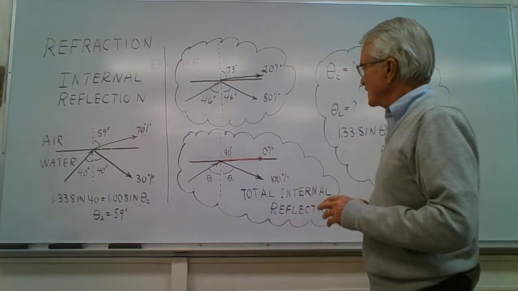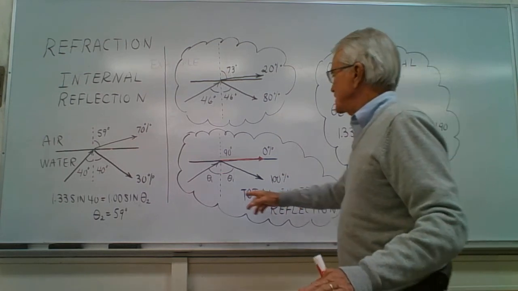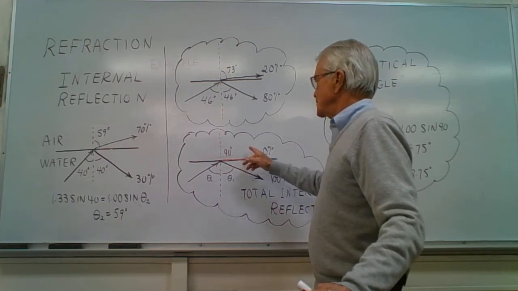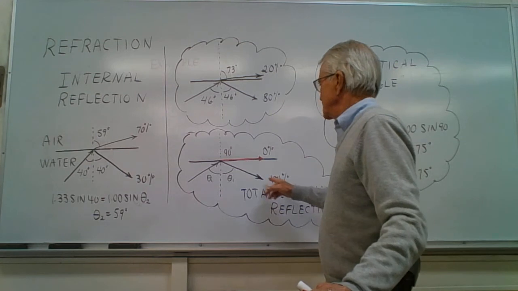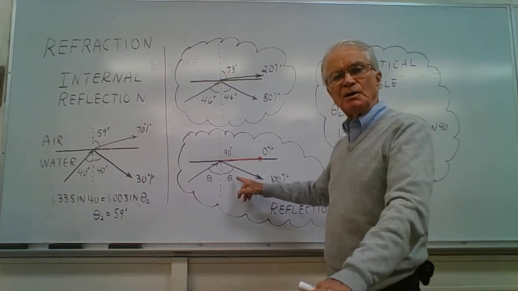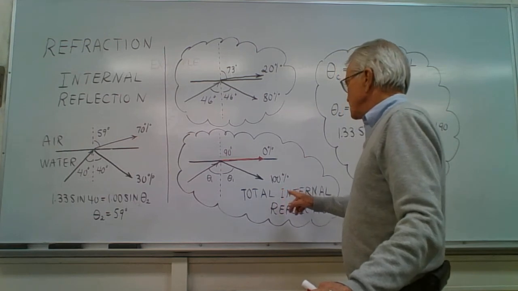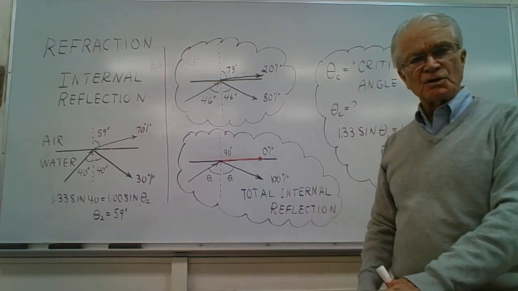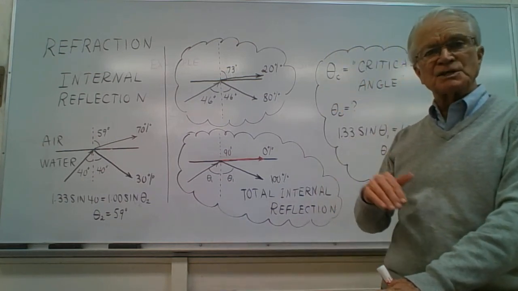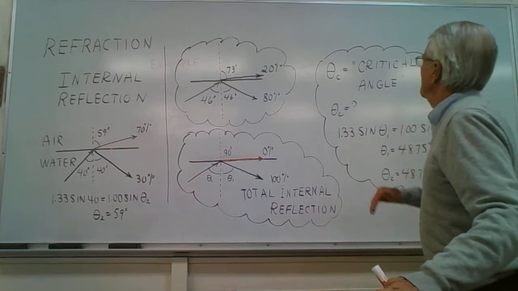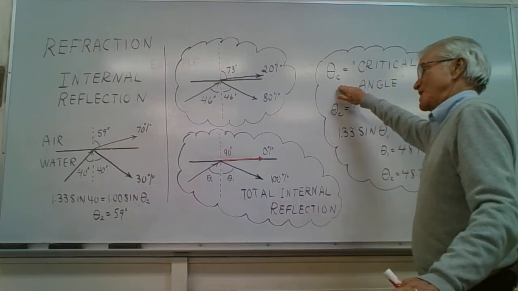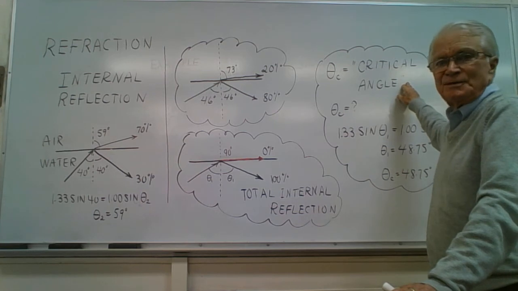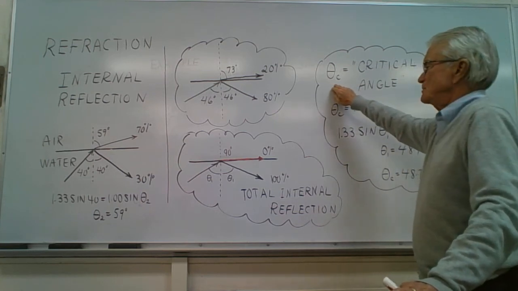Now we ask the question, what would have to be the angle of incidence in order that zero light energy gets out into the air and 100% of it is reflected back downward? We call this total, or 100% internal reflection. What is that special angle of incidence that would cause all of the light energy to be reflected back into the water? Well, we give a special name to that special angle, and it's called the critical angle for 100% or total internal reflection. And subscript C on the theta means critical.